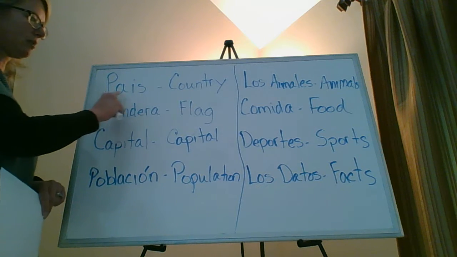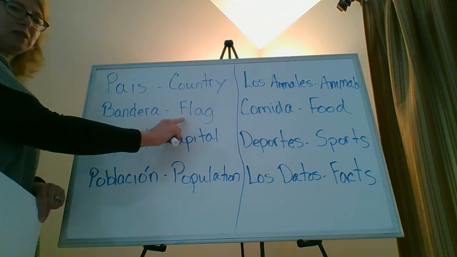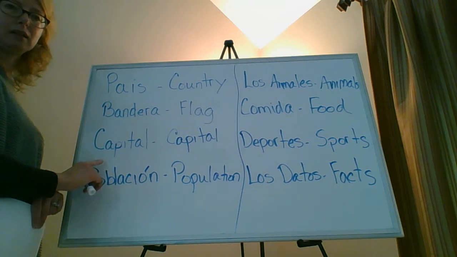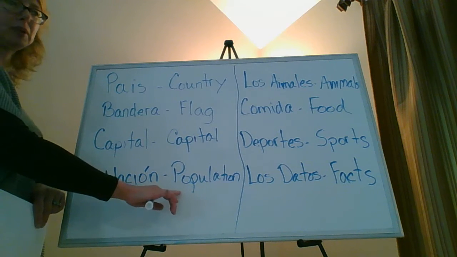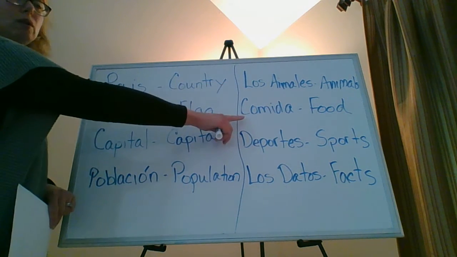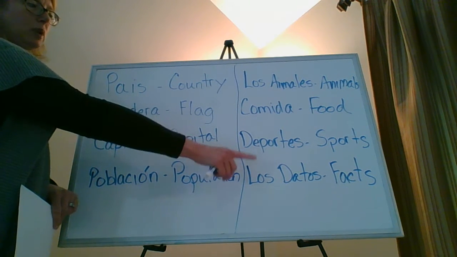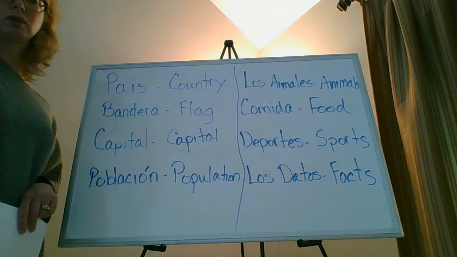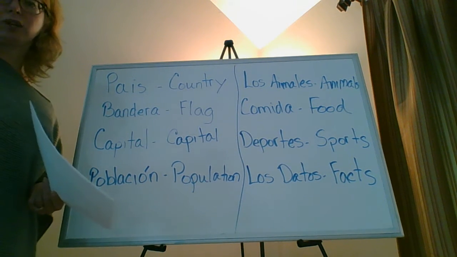8 words. So you have país, which means country, bandera, which means flag, capital, which means your capital city, población, which is your population, los animales, animals, comida, food, deportes is sports, and los datos are facts, those fun facts that you made note of about your country.